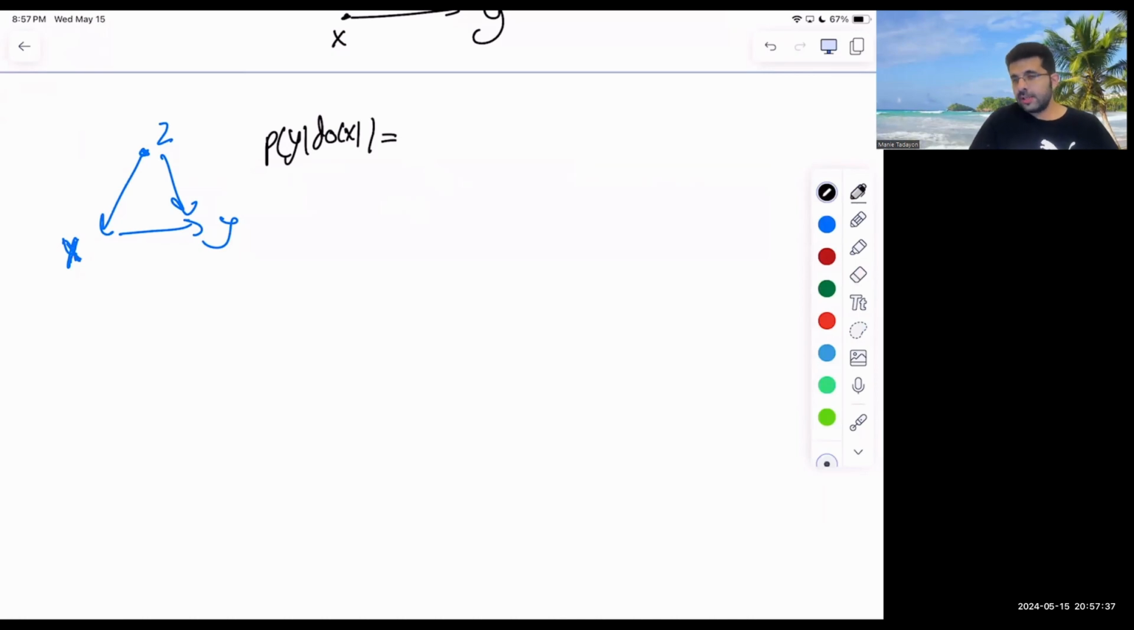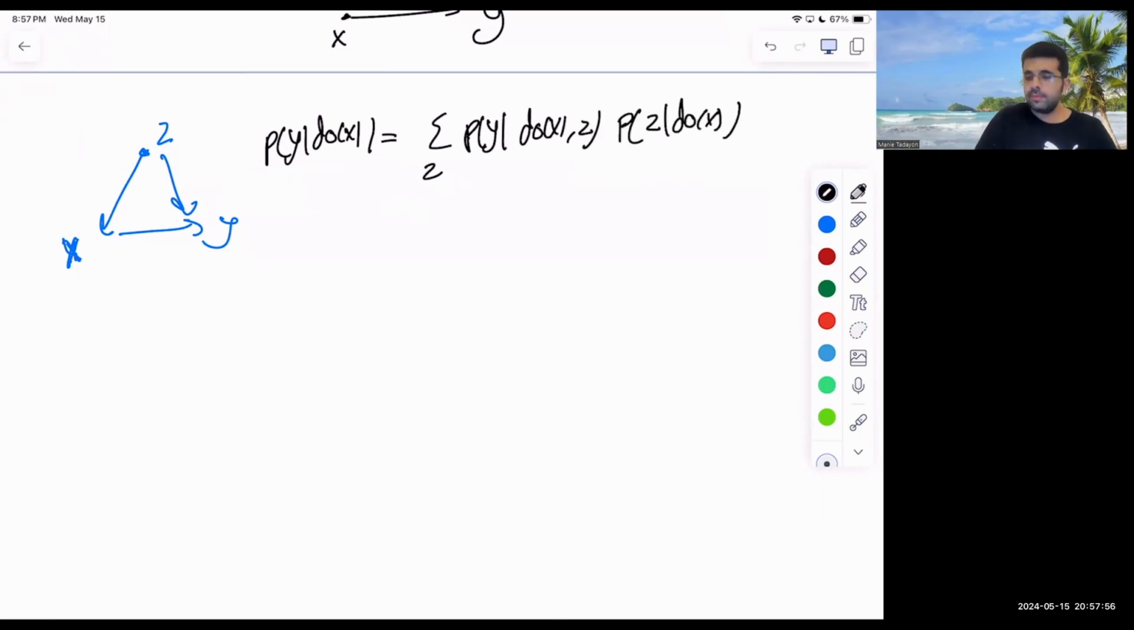So we are going to start with this. We want to calculate the backdoor criterion using do calculus. That's our goal. Okay, guys, from the law of total probability, what do we have? We have this: the probability of y given do x and z, times the probability of z given do x. That's all we have. Now let's see what we can do here.